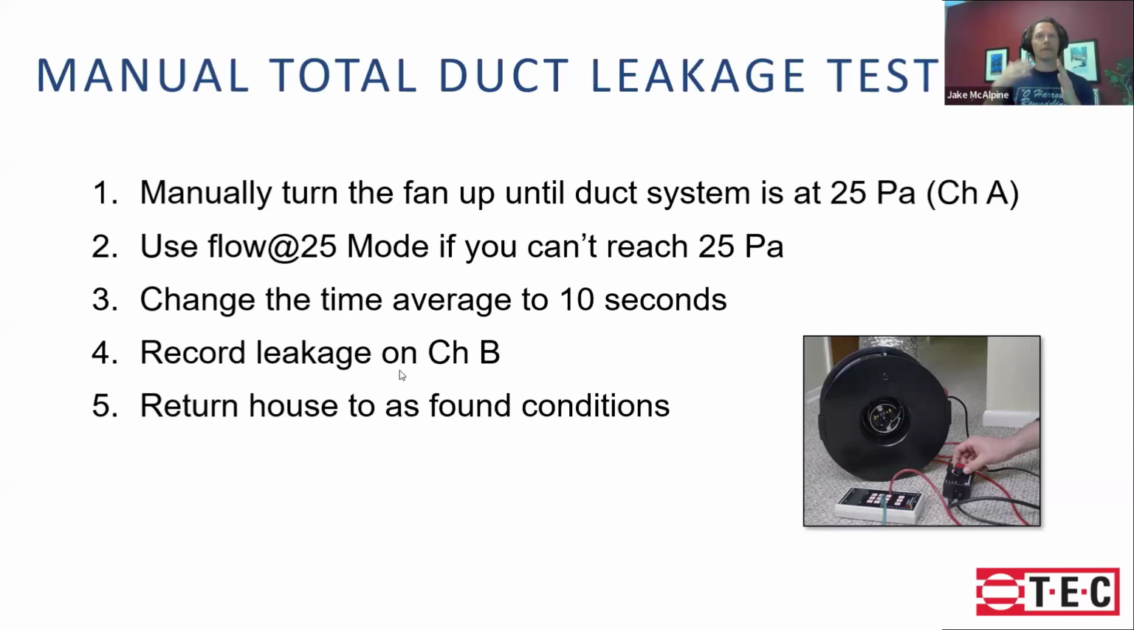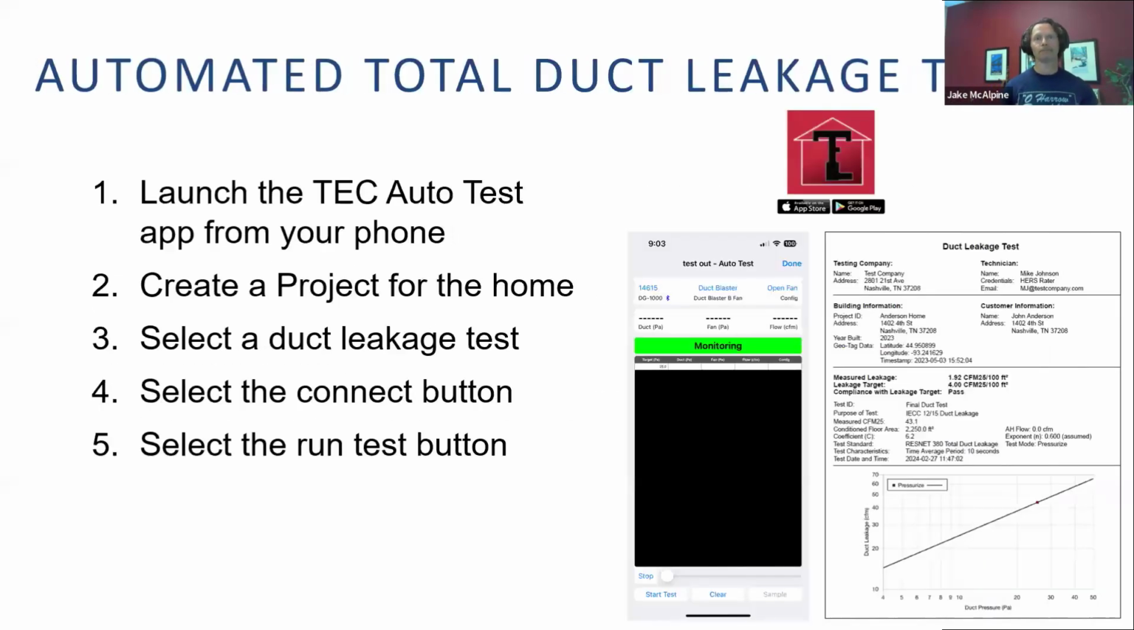This is going to sample for 10 seconds and average everything together and give you a better, more accurate answer. After 10 seconds, you're going to see the flow pop up on channel B. You record that, you're done with the test. You can then unpack and return the house to the condition you found it in.